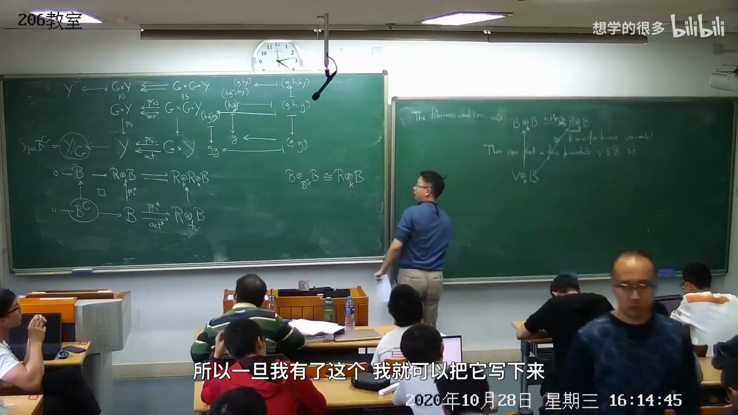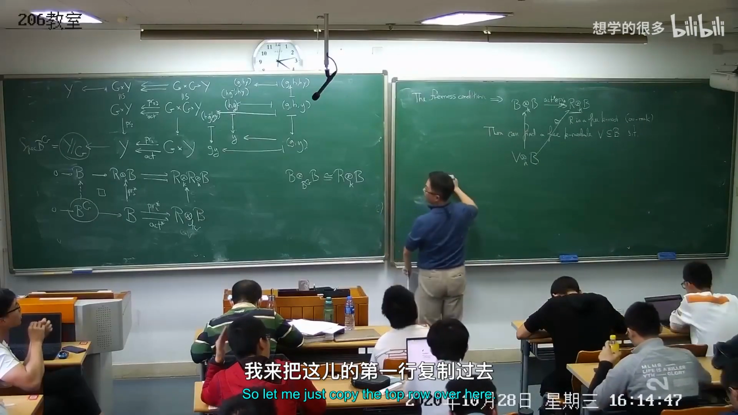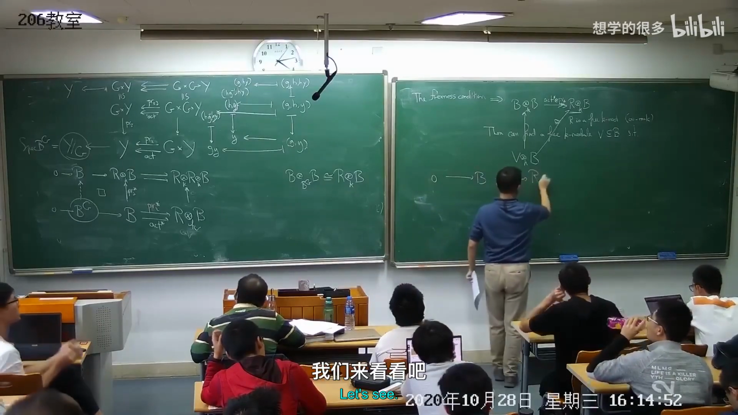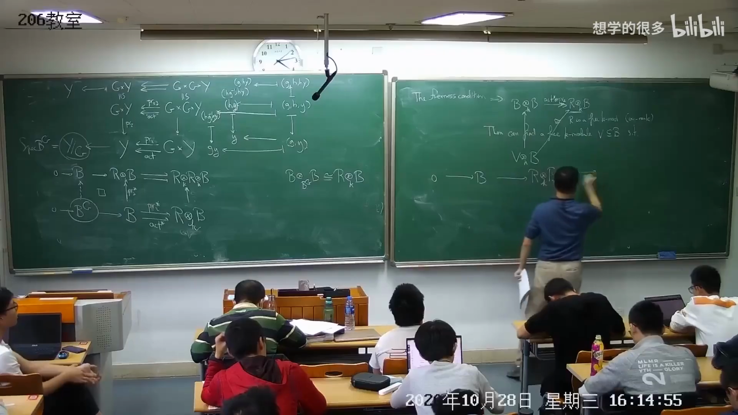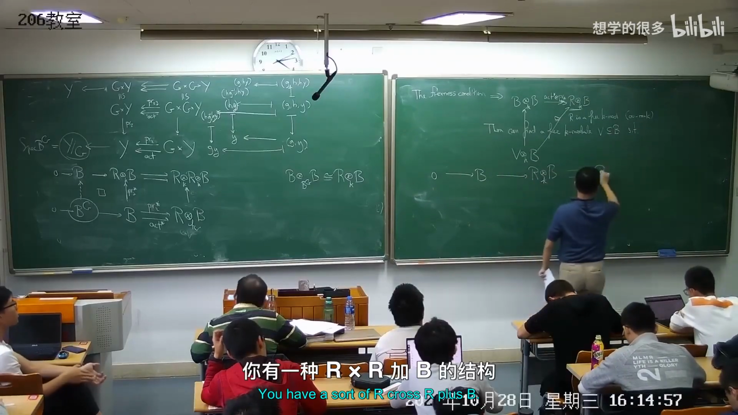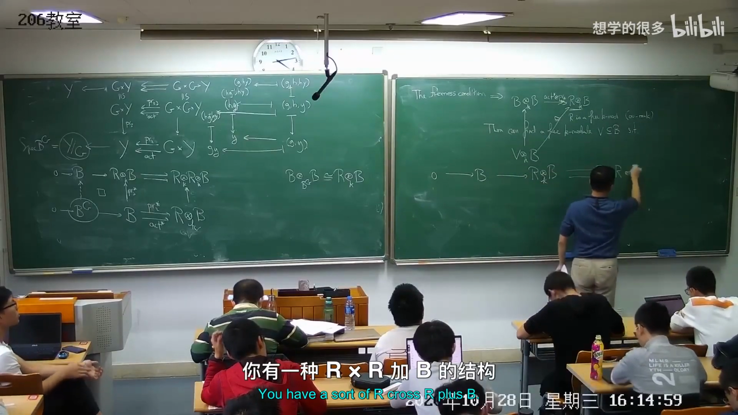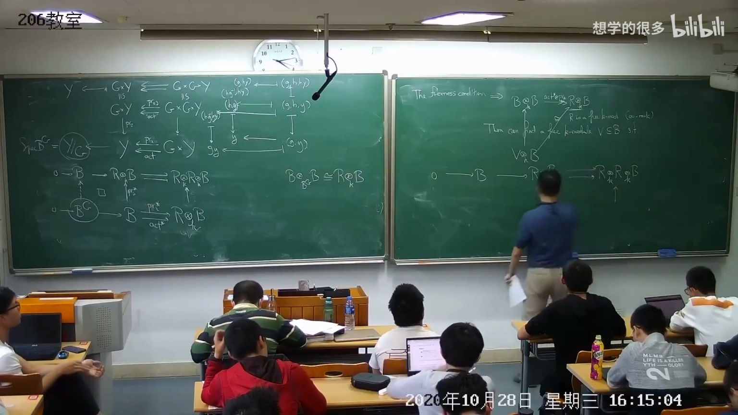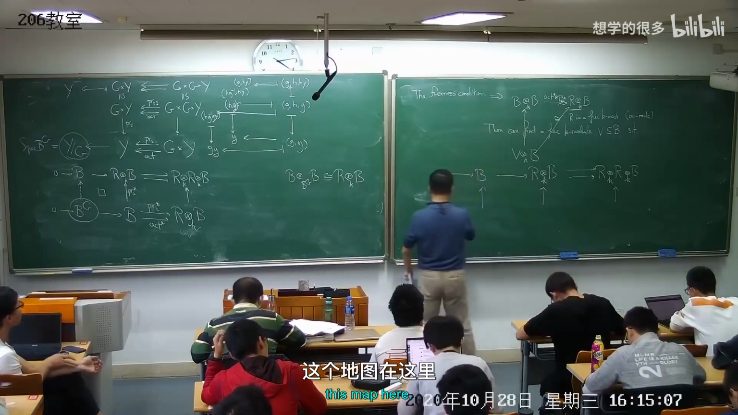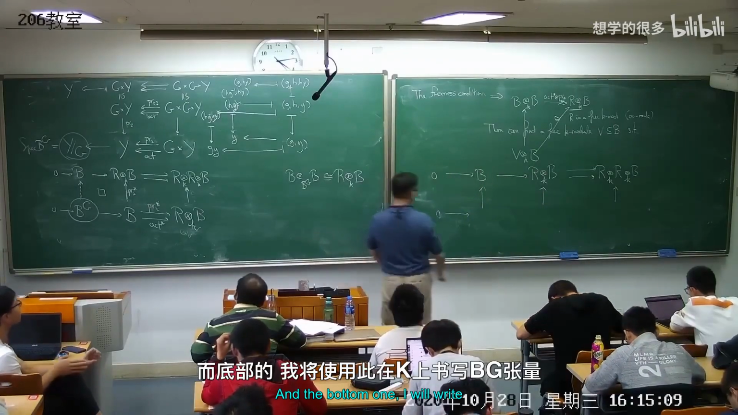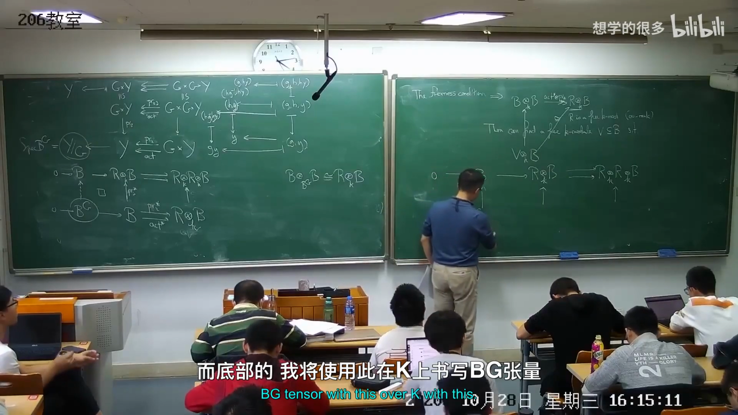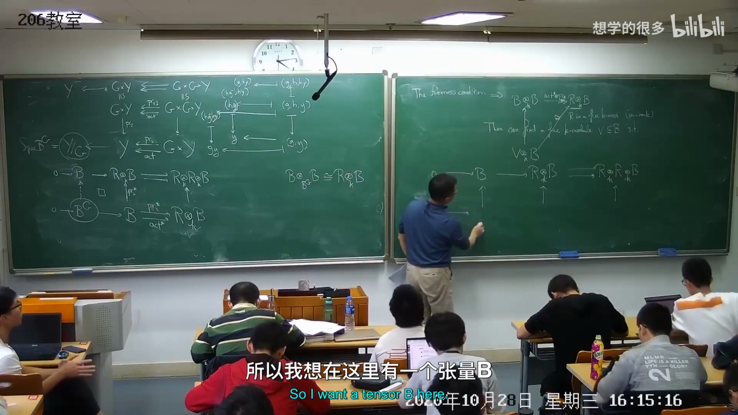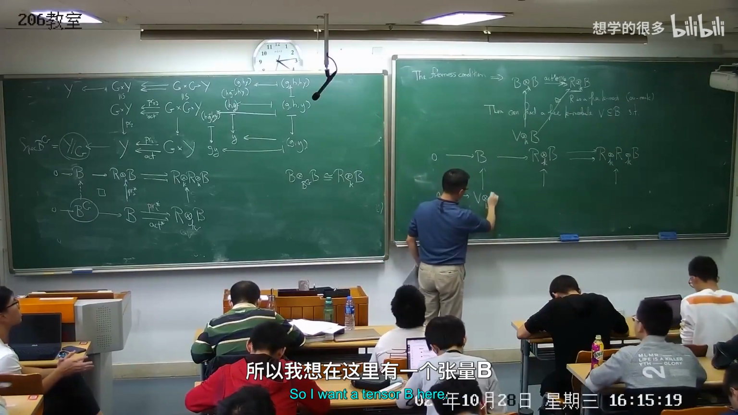Once I have this, let me still write this. Let me just copy the top row over here. You have R cross B. And the bottom one, I do have this map here. And the bottom one, I will write BG tensor with this over K with this. I want a tensor on the left. It's better. So I want a tensor B here.